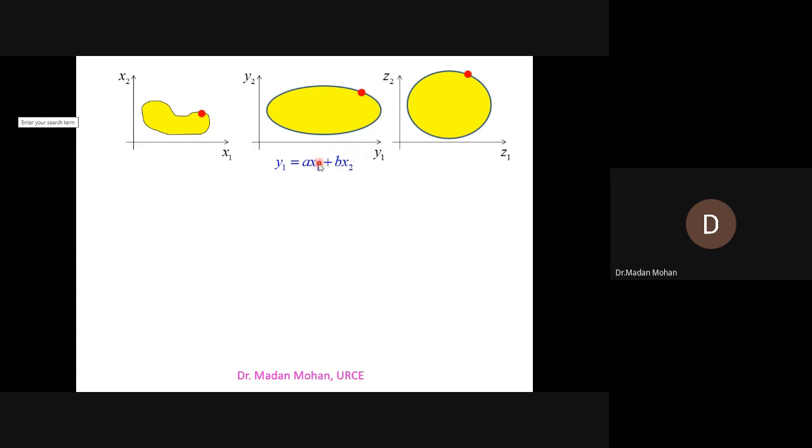Okay. Here a, b are constants. I assumed a, b are constants because it's a linear stretch. There are no x1 squares or x2 squares, so we are not twisting it. We are just simply stretching.